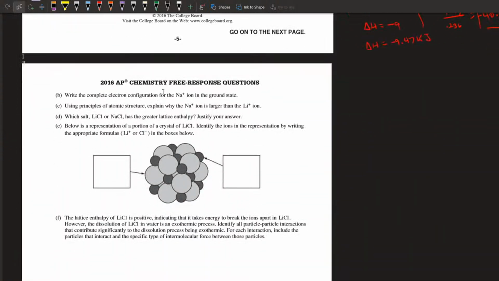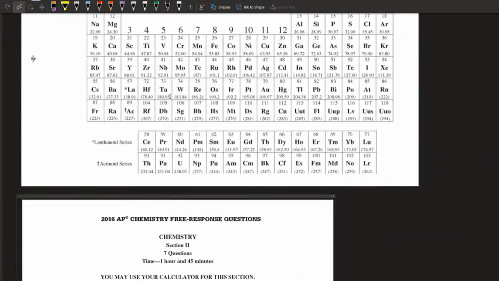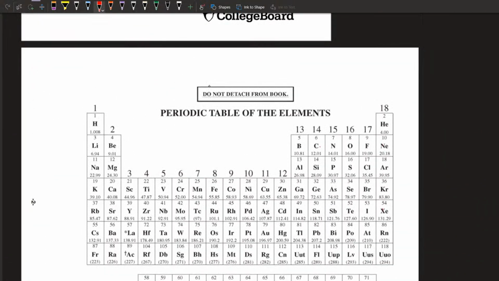So let's go to 1b. Write the complete electron configuration for the Na plus ion in the ground state. So let's go to our periodic table real quick. Since we're doing the ground state, we can't include any noble gases here, and we can't just say 3s1, which would be wrong, by the way, and I'll get to that in a second.